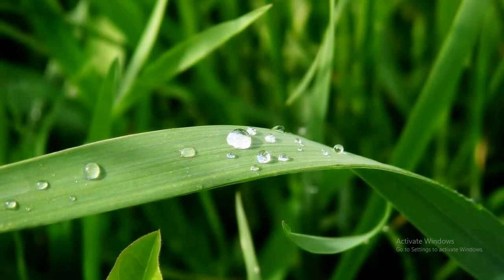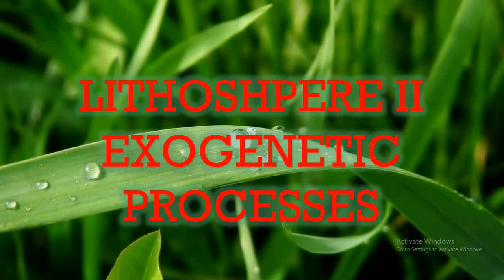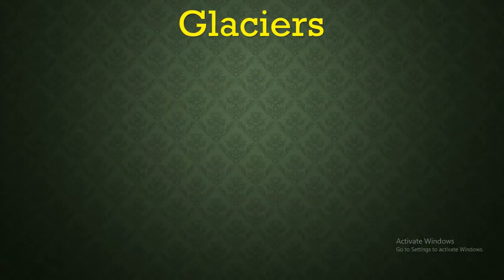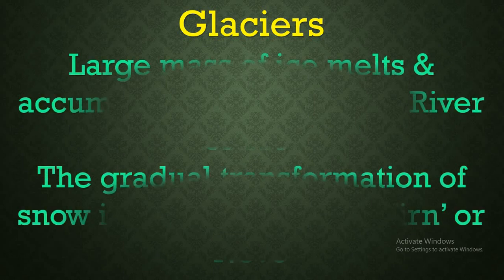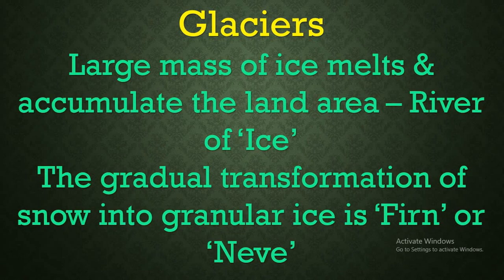A marvelous Monday. We are in the third session of Lithosphere II, the exogenetic processes. Today we are going to see about the glaciers. A large mass of ice that melts and accumulates on the land area is also called a river of ice. The gradual transformation of snow into granular ice, that is, into pieces of ice, is firn or névé.